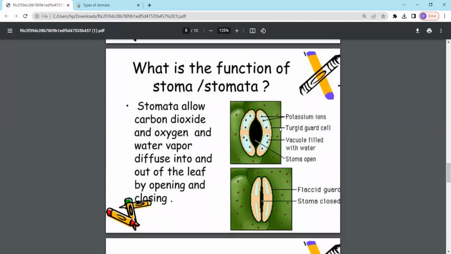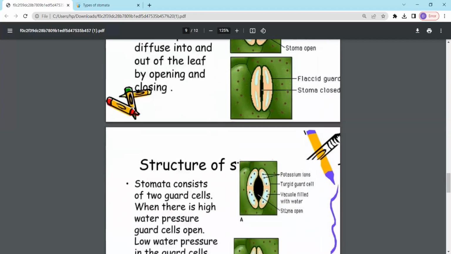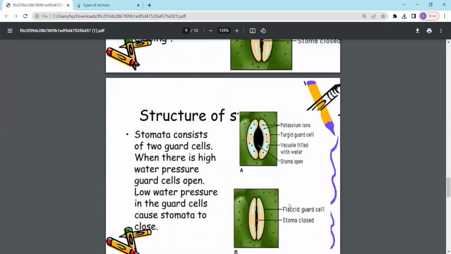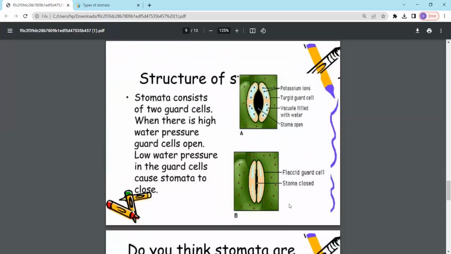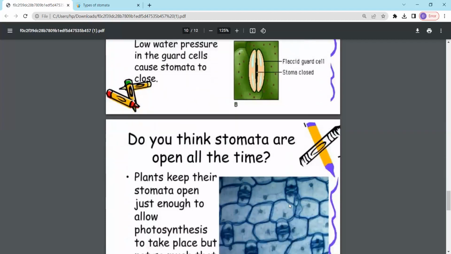When we observe, while opening, these guard cells are turgid, due to which the opening of the stomata occurs, and when the cells are flaccid, the stoma will be closed. So the structure of the stomata, generally stomata consist of two guard cells. When there is high water pressure, these guard cells will be open, and during lower water pressure, the guard cells will be closed. Generally stomata will open during daytime and close during night.